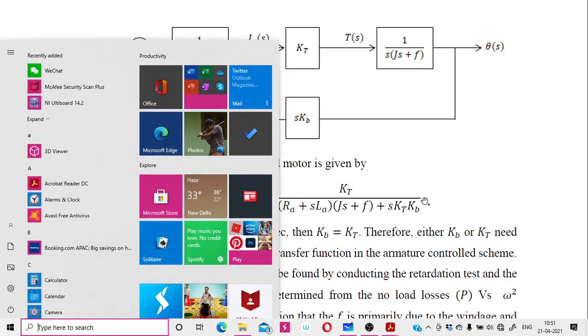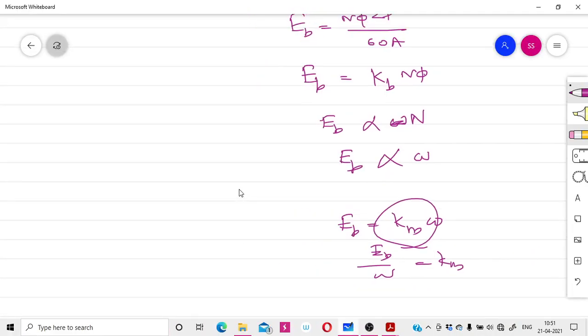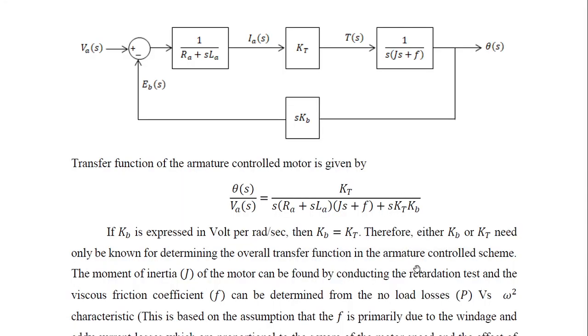So yes, this motor constant, if you derive it, you will get Kb equal to Kt equal to ZP by 2 pi a, where a is the number of parallel paths, P is the number of poles, and Z is the total number of conductors. So if you derive it, you will get that Kb is actually equal to Kt.